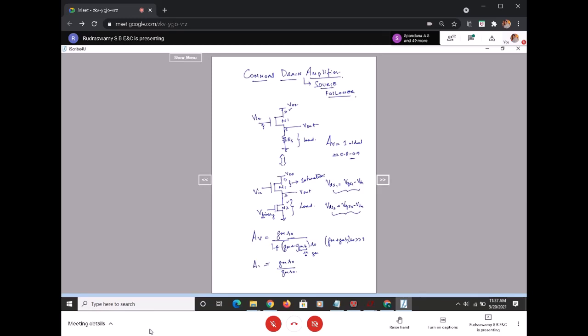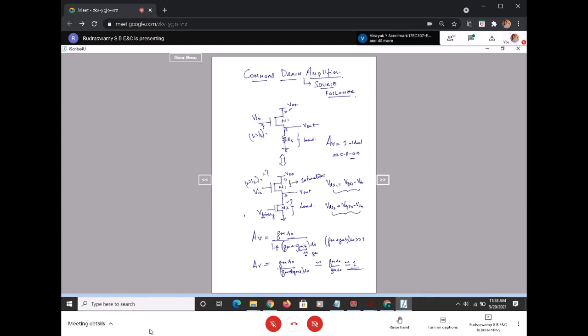Even if gmb is not very small, it will be (gm plus gmb) R0, or approximately gm R0 divided by gm R0, so it is equal to 1. That's what the gain of this common drain amplifier is, basically 1. So there are three aspects that we now have to calculate. One is the W by L ratio of this M1.